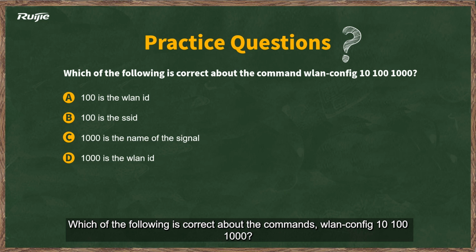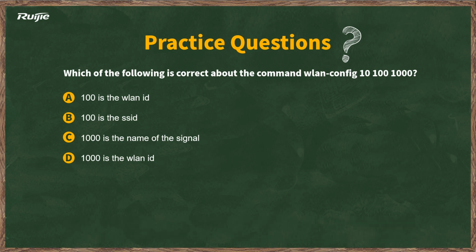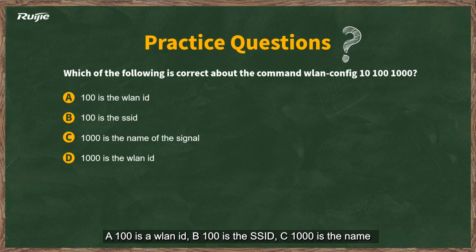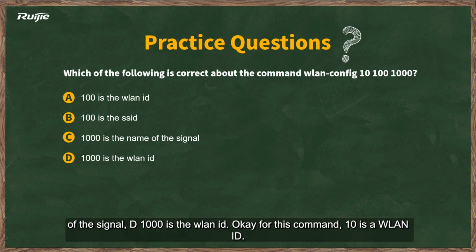Which of the following is correct about the command WLAN config 10, 100, and 1000? A. 100 is the WLAN ID. B. 100 is the SSID. C. 1000 is the name of the signal. D. 1000 is the WLAN ID.